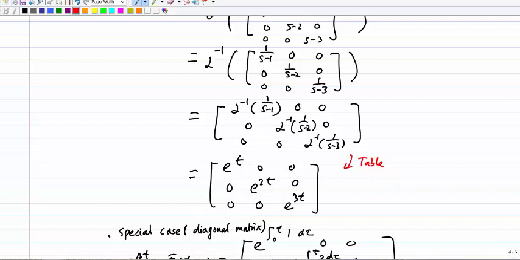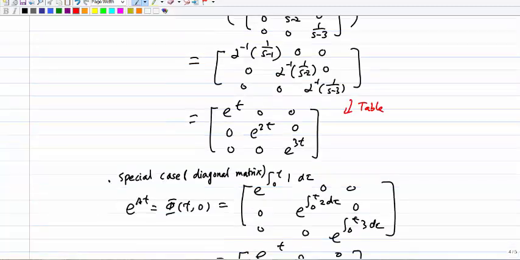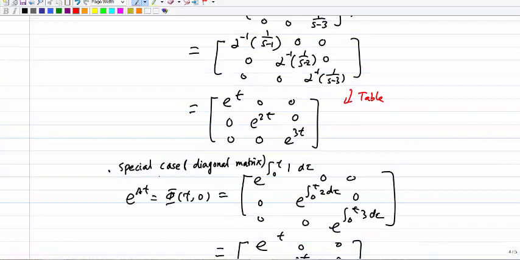For the other approach, you can make your life much easier because this is a diagonal matrix. You can also use the property for special cases. For a diagonal matrix, of course, this is even more special because the diagonal entries are all constant, not time dependent. So e to the At is Phi(t, 0), which is e to the integral from 0 to t of 1 dτ, and the second one will be e to the integral from 0 to t of 2 dτ.